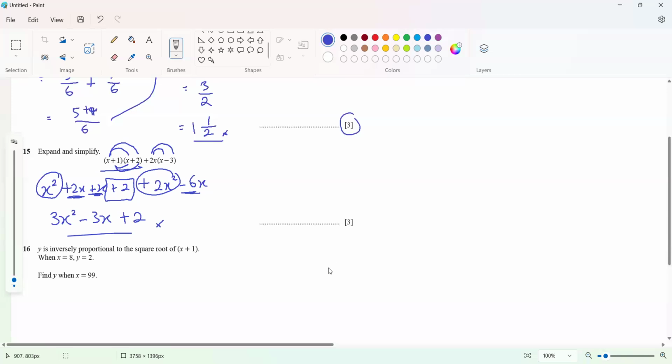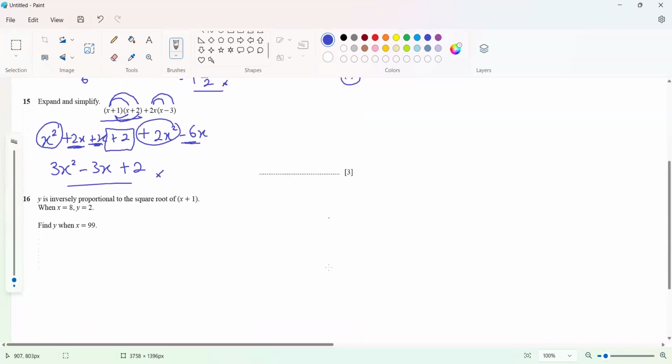Question number 16. y is inversely proportional to the square root of x plus 1. When x equals 8, y equals 2. So y is inversely proportional, so we're going to take y, the proportional symbol, 1 over the square root of x plus 1. Just write literally what the question says. When we change it to an equal sign, we're going to put the proportion constant k above the fraction. It's always on the numerator, right?